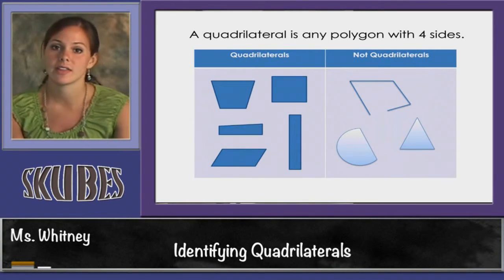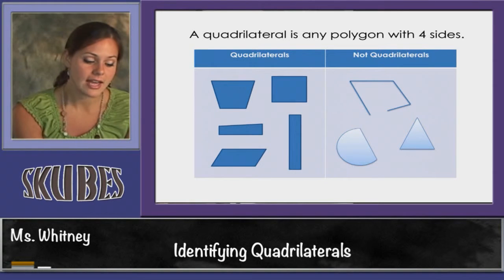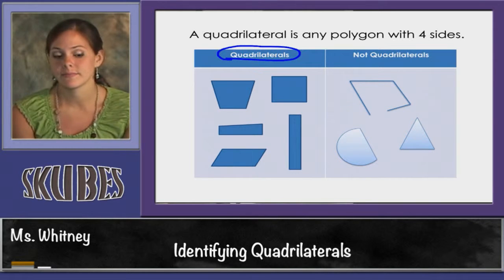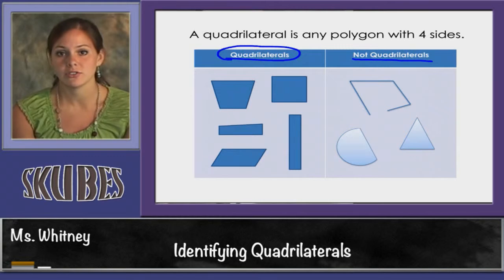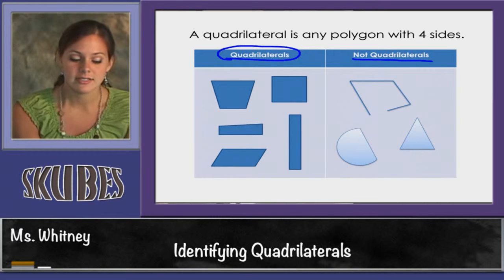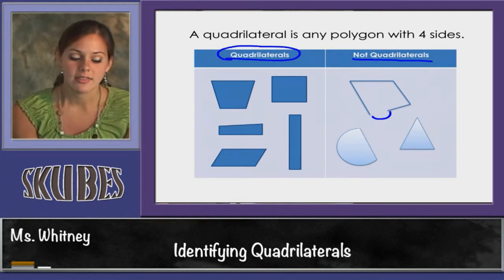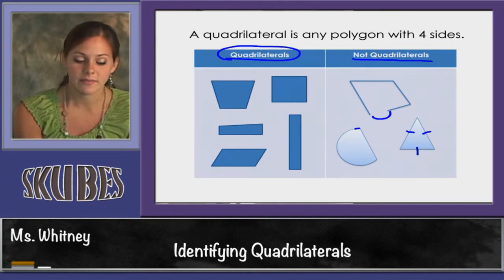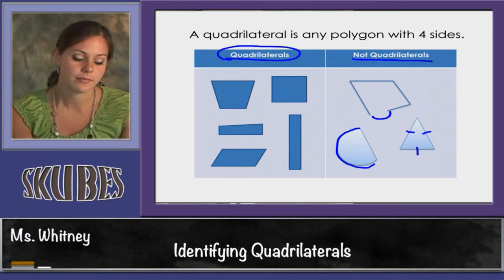Let's take a look at some quadrilaterals. A quadrilateral is any polygon with four sides. You can see on this side that all the figures have four sides. On this side, you see things that are not quadrilaterals. This is an opening. It makes it not a quadrilateral. This figure only has three sides, and this figure has a curved shape. That makes it not a quadrilateral.